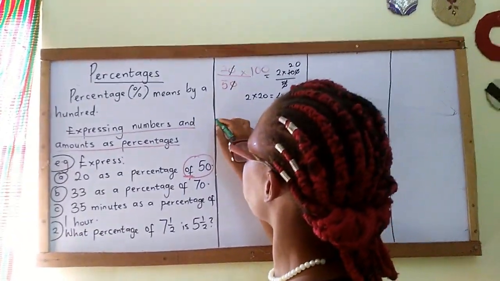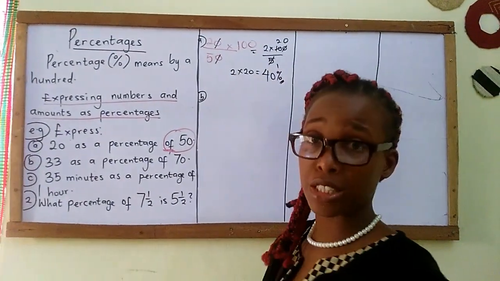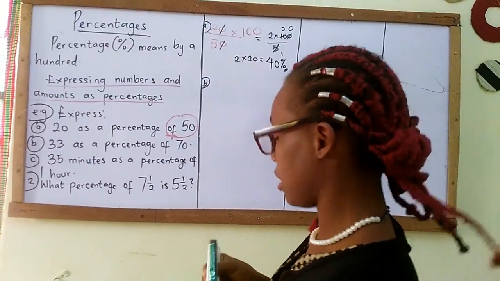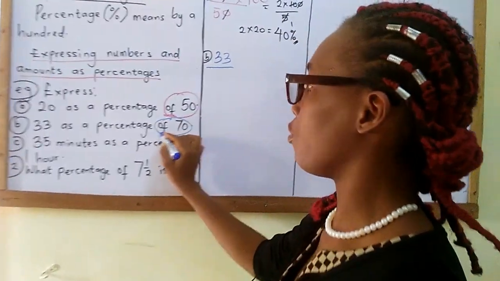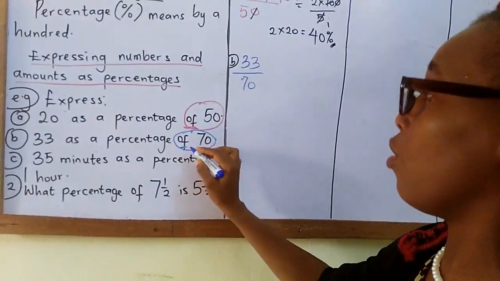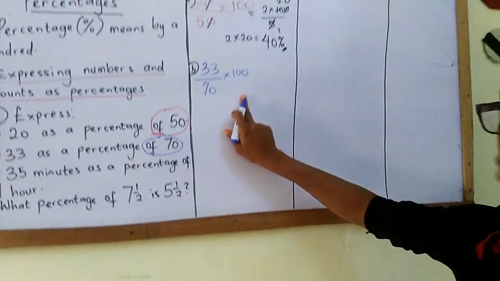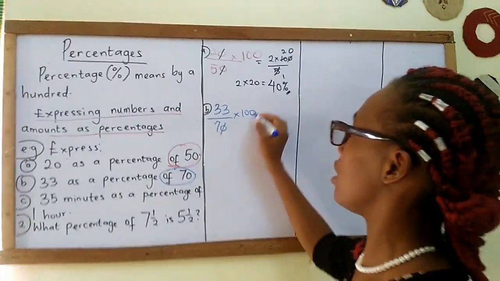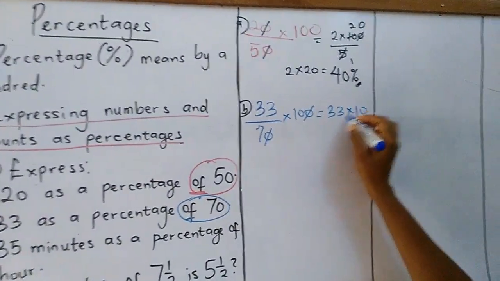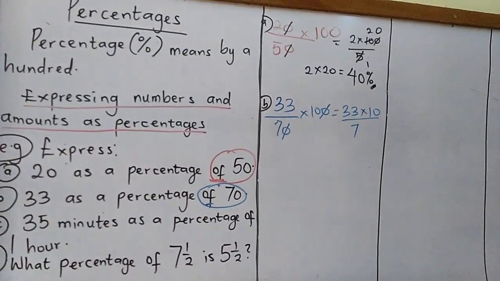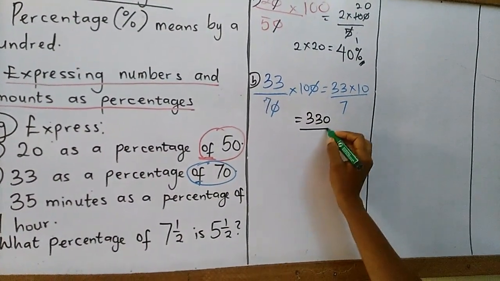Now for question B, we have: express 33 as a percentage of 70. The 70 comes down because it's just "of 70", times 100. Why are we writing 100? Percentage has to do with 100. So I have 0 here, 0 here, cancelling the 0. So we have 33 times 10 over 7. So 33 times 10 is 330 over 7.